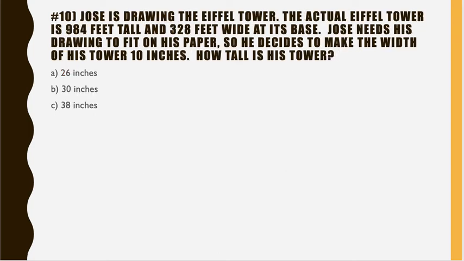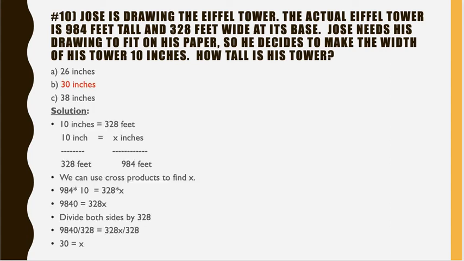Problem 10. Jose is drawing the Eiffel Tower. The actual Eiffel Tower is 984 feet tall and 328 feet wide at its base. Jose needs his drawing to fit on his paper, so he decides to make the width of his tower 10 inches. How tall is his tower? So we know he shrunk it so that the width is 10. If we keep everything in proportion, how tall is the tower? That's what we're seeking to find. Our answer choices are 26 inches, 30 inches, or 38 inches. Answer choice B, 30 inches, is the correct answer.